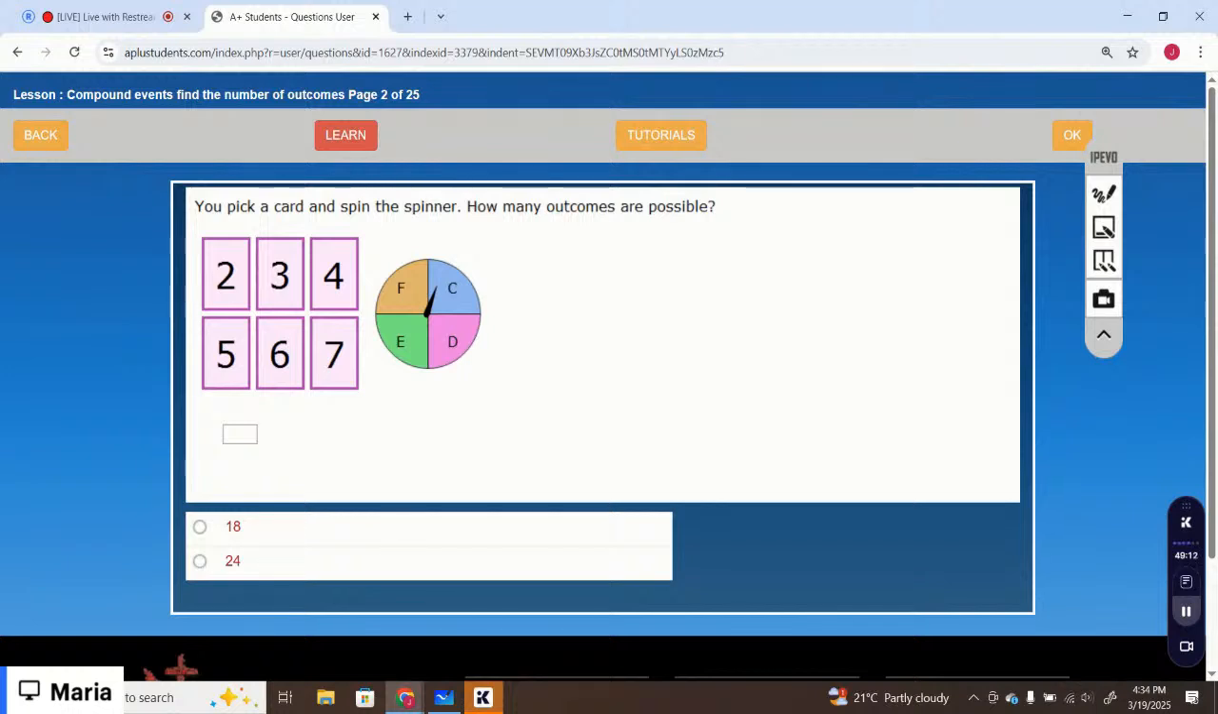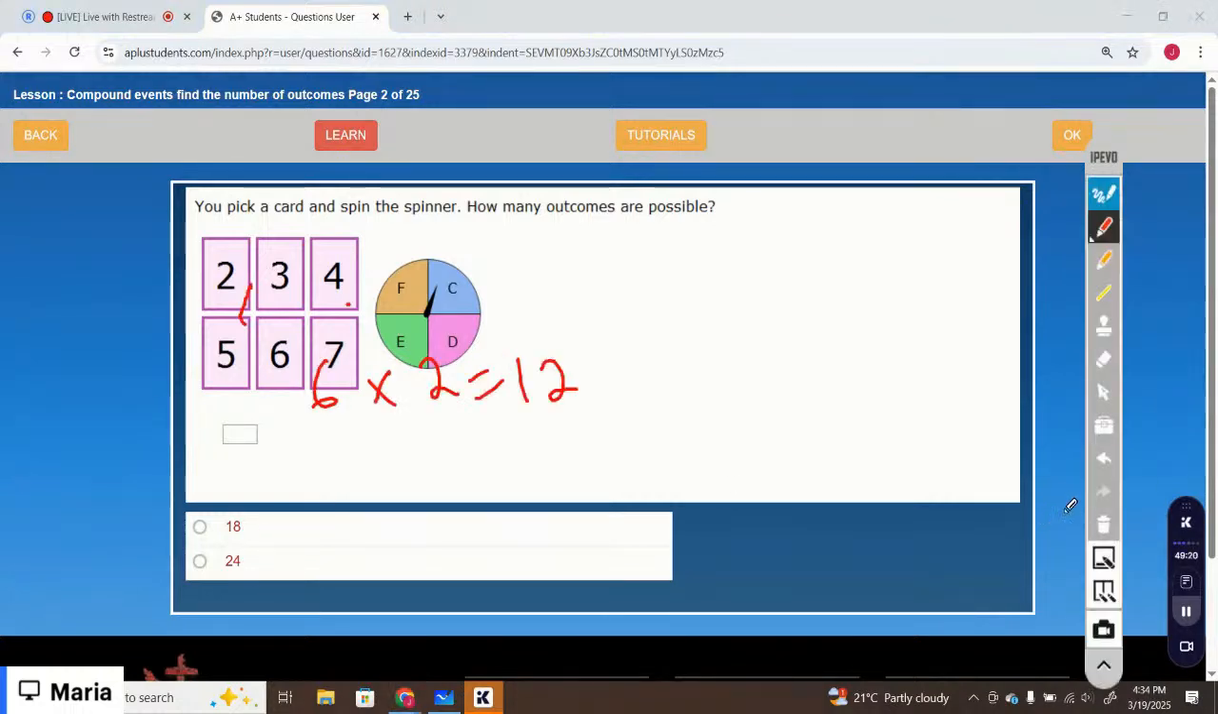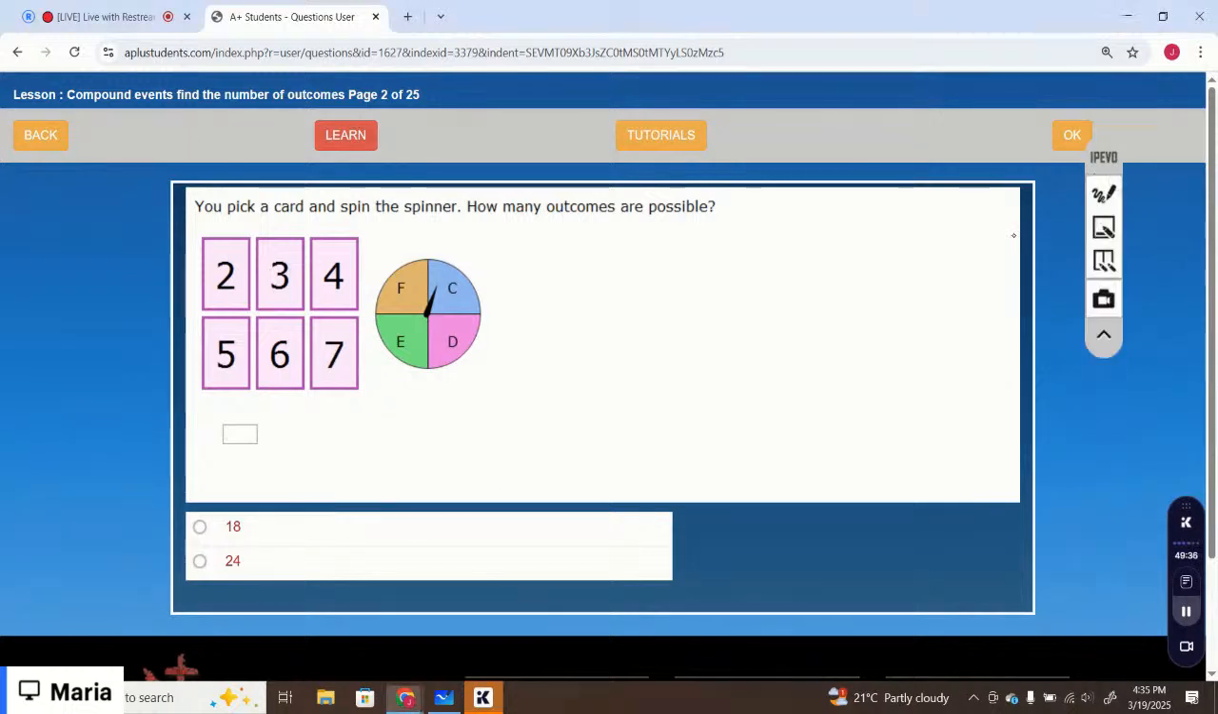You pick a card and spin the spinner. So how many outcomes are possible? For the cards, you have 6 outcomes, and for the spinner, you have 4 outcomes. So the total outcomes for the event are 24. Option number 2 is the correct option. That is 24.